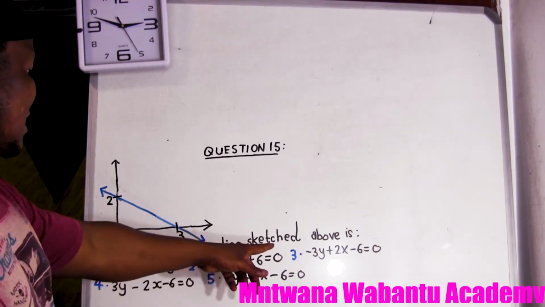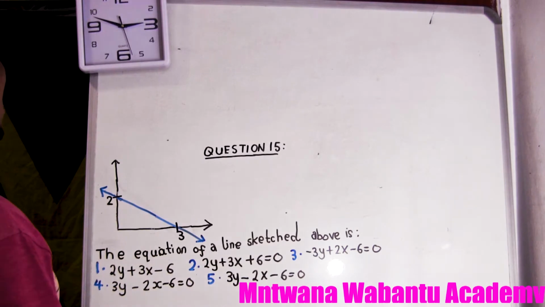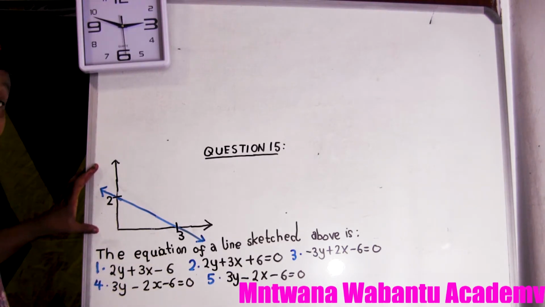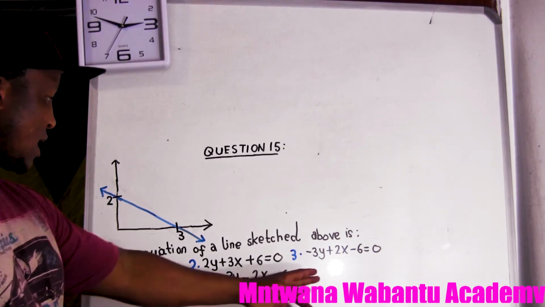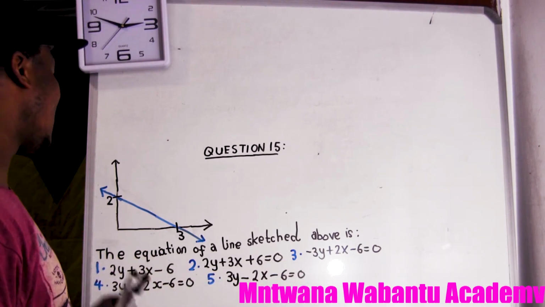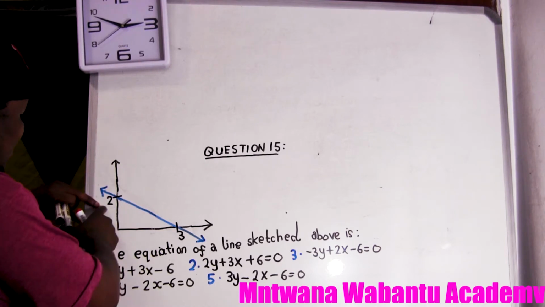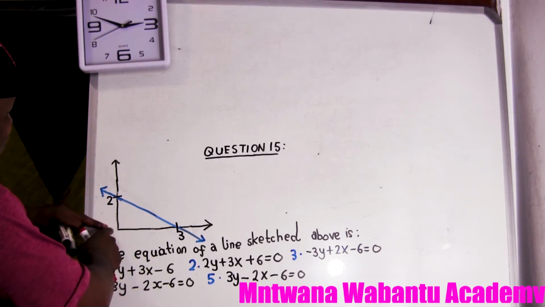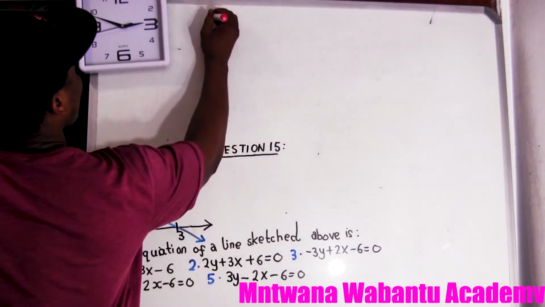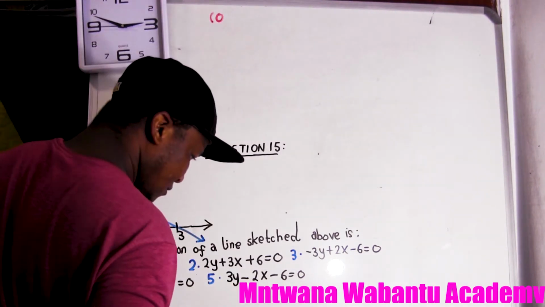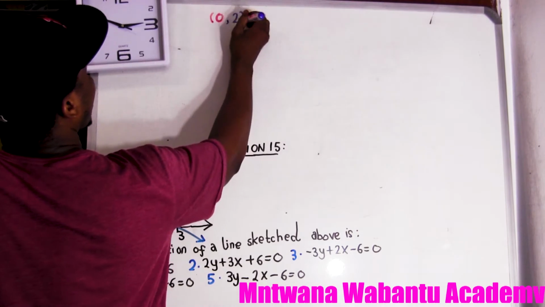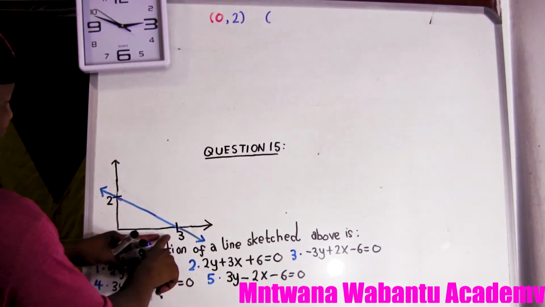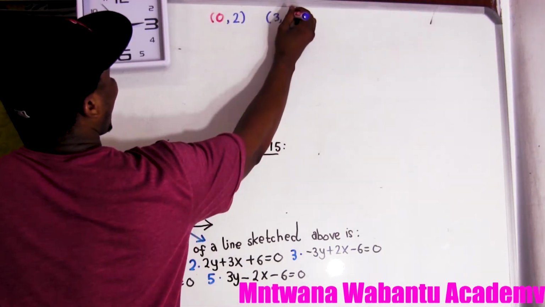Now question 15. Now equation of a line. The equation of a line sketch above is. Oh, so they give here a sketch. So they want us to use this sketch to produce the equation of a line, and we have to pick among these. So me personally, I'm going to take these coordinates. The first one, x equal to 0, y equal to 2. And in another coordinate, we know x equal to 3 and y equal to 0.